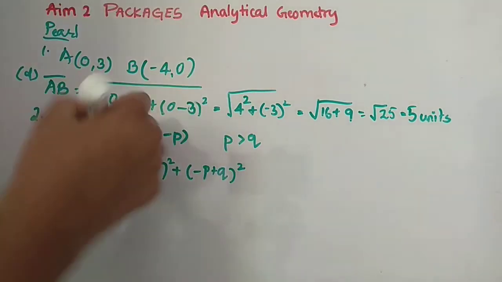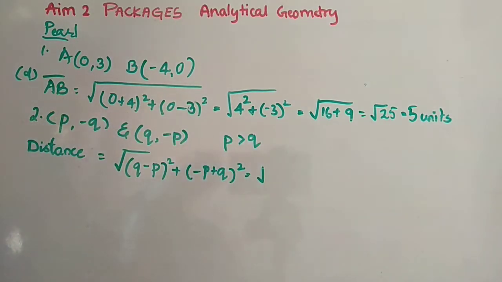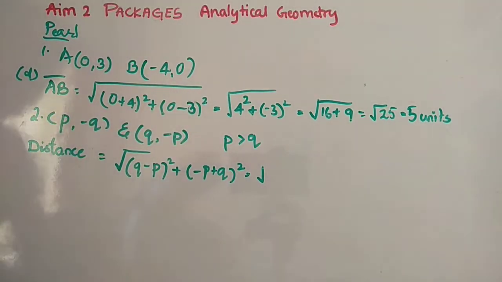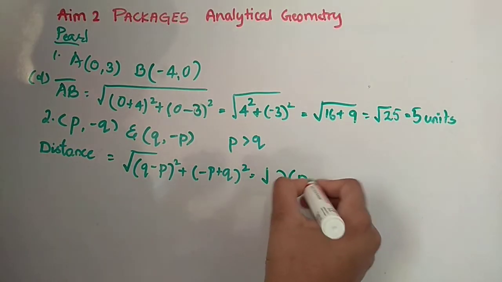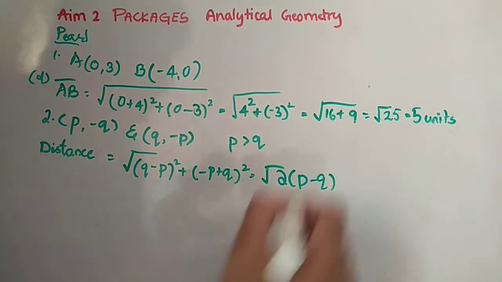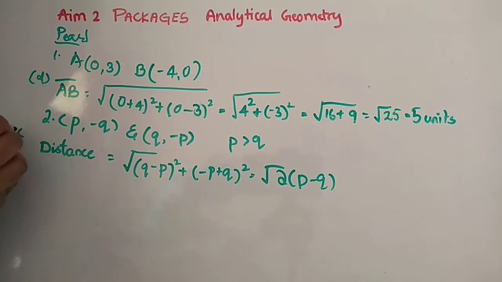Then full root is there, okay? Now (q minus p) whole square, this one we have to see, right? So this would be root 2 into (p minus q). So you can take it as option C, second one, right? Third one we will see now.